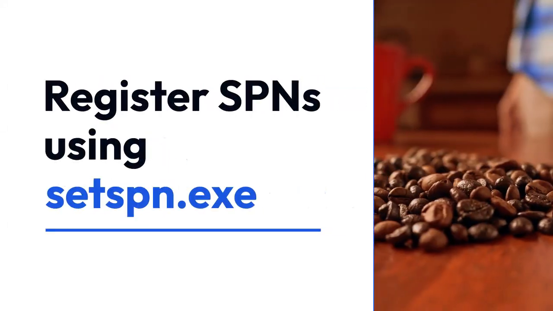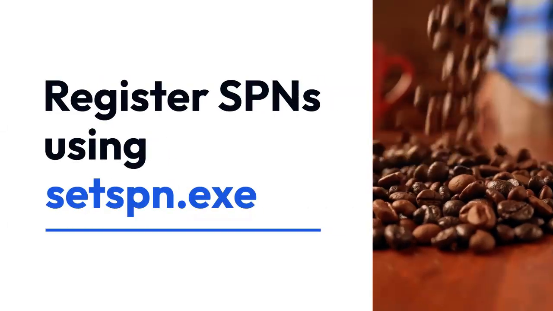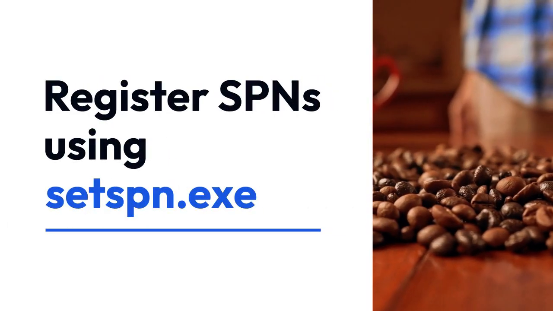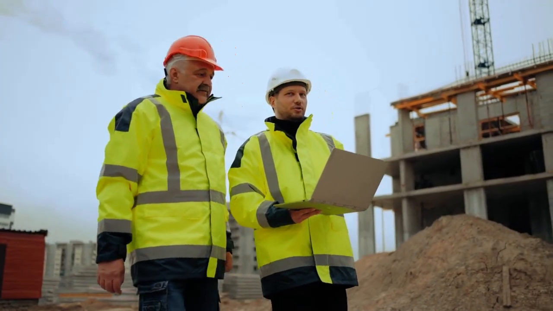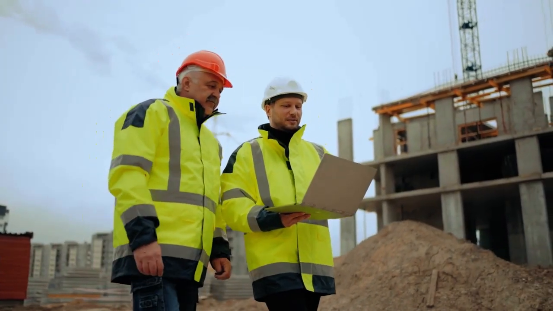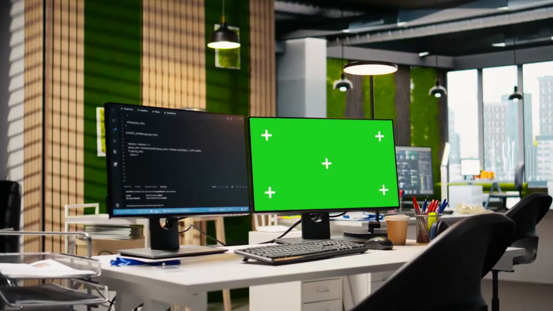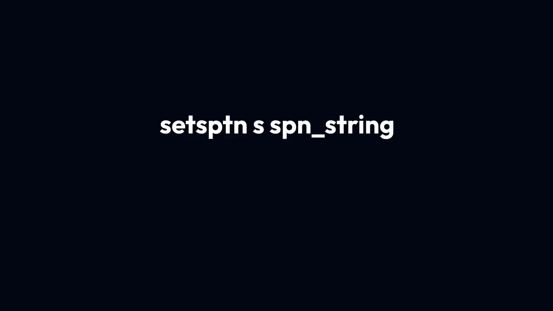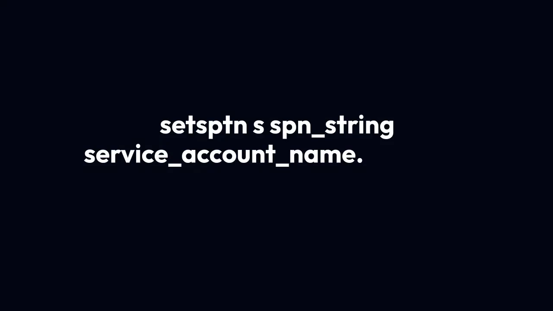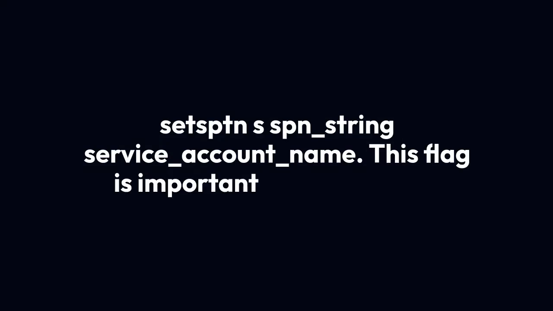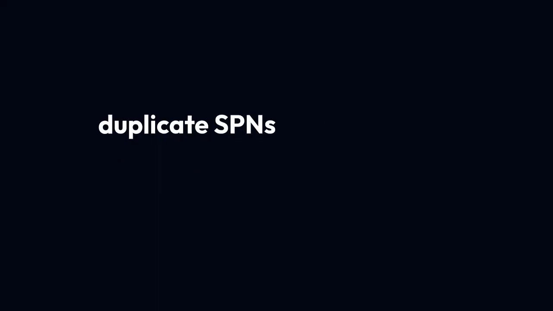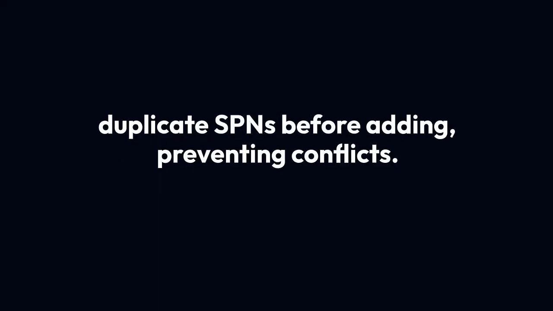Once you have your SPN strings, it's time to register them using setspn.exe. Open an elevated command prompt on a domain controller or any server with the Remote Server Administration Tools, RSAT, installed, ensuring you have sufficient administrative privileges in Active Directory to modify service principal names. The command syntax is setspn -S SPN_string service_account_name. The -S flag is important as it checks for duplicate SPNs before adding, preventing conflicts.